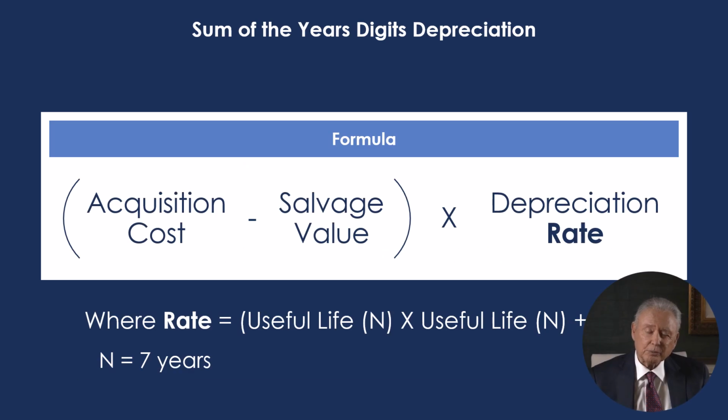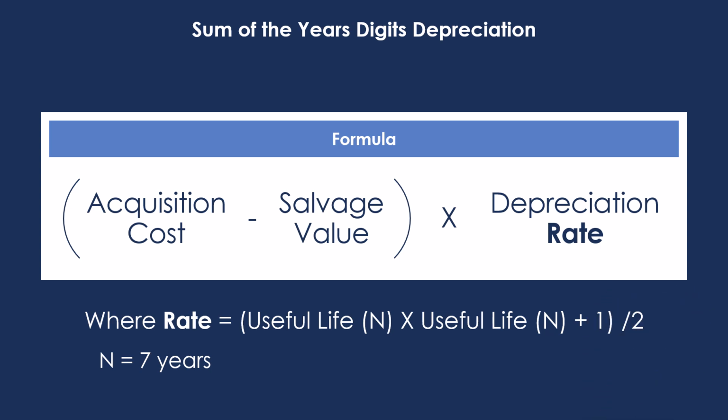Sum of the years digits depreciation is another accelerated depreciation method where more depreciation expense is taken in the early years and less in the later years of useful life. The formula is cost minus salvage times the depreciation rate. Here we start with n, the useful life of 7 years. n times n plus 1 divided by 2. 7 times 8 is 56. Divided by 2 equals 28. That's the sum of the year's digits. The rate in year 1 is 7 divided by 28, or 25%.